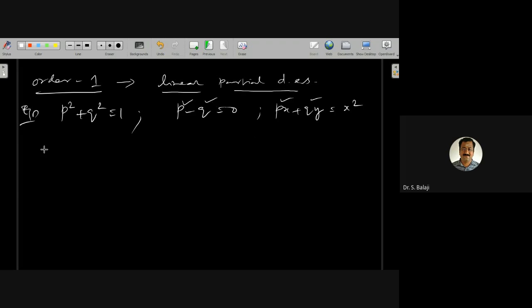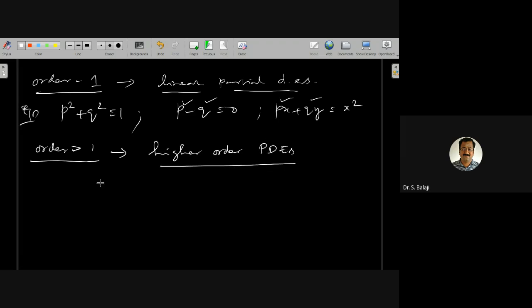Suppose the order is greater than 1, more than 1. Such partial differential equations are called higher order PDEs. The order may be more than 1, and such equations are called higher order PDEs. In that way, we have the classifications here.